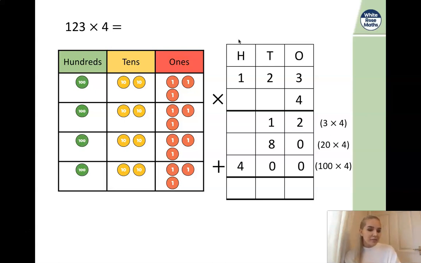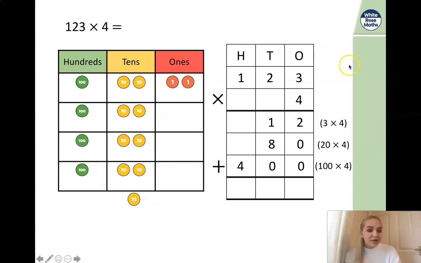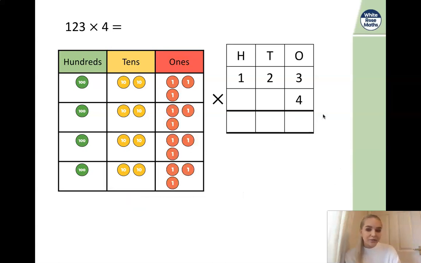We can now start to look at my exchanges. I have seen that I have 12 ones. So I could exchange 10 of these ones for 1 ten, which means that you can see here that I am now left with 2 ones. Can I make any exchanges for my tens? No, I can't. So I can see that I now have 9 tens, which is the same as 90. And finally, can I make any exchanges for my hundreds? No, I cannot. I have 400. So the answer to this question is 492.